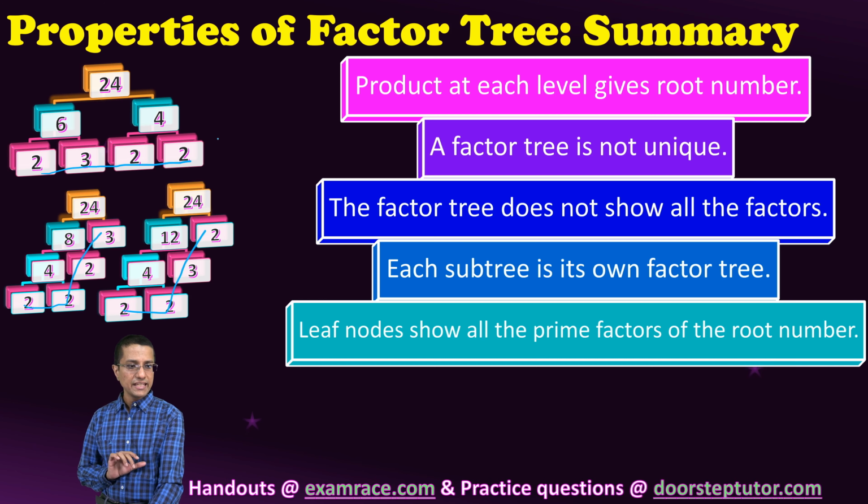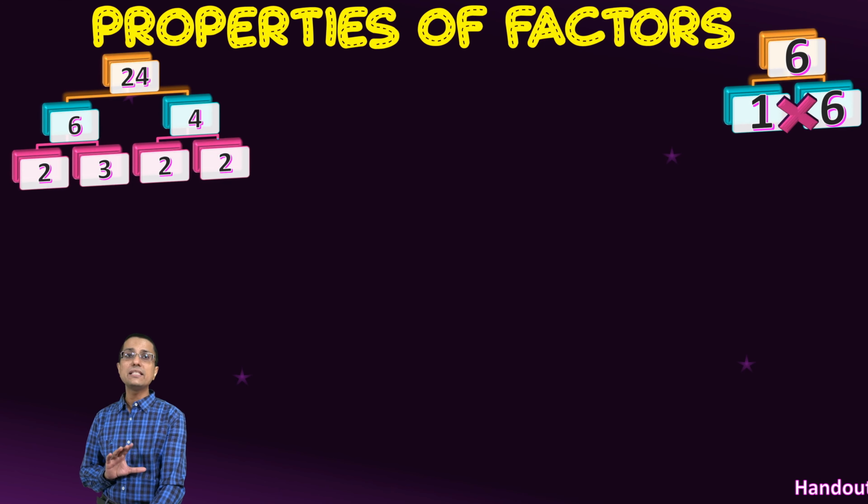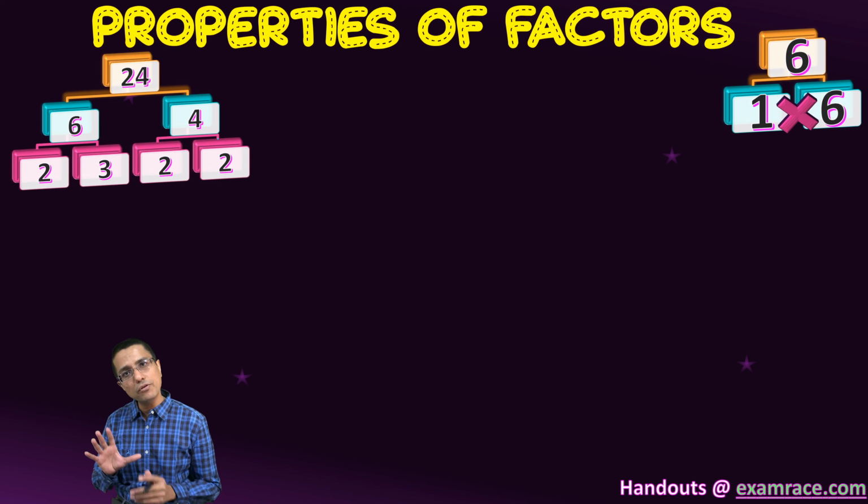The next thing that we'll look at is the properties of factors themselves. So we have looked at the properties of a factor tree. Now we'll look at the properties of factors of a number. So we have already seen that in the factorization of number 24, all of these, 6, 4, 2, 3, 2 and 2, are factors of number 24. There are other factors as well, like for example 8 is also a factor. It's not listed here, but it's there nonetheless. Similarly, for 6, one of the ways to factorize it is 1 and 6. So both 1 and 6 are actually factors of number 6.